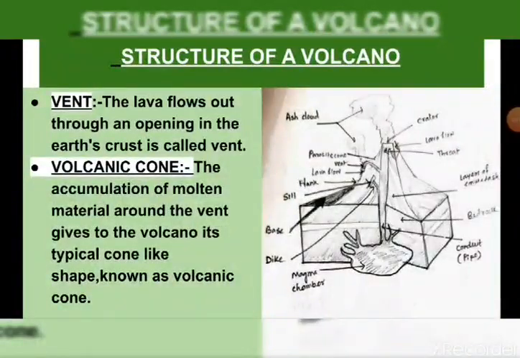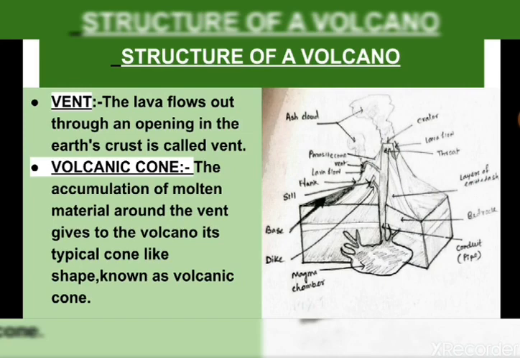Okay, so now in this part we will learn about the structure of a volcano. There are two parts I have mentioned here, vent and volcanic cone. So let's learn vent. The lava flows out through an opening in the earth's crust is called vent. Now this vent looks like a circular pipe, as you can see in the diagram.